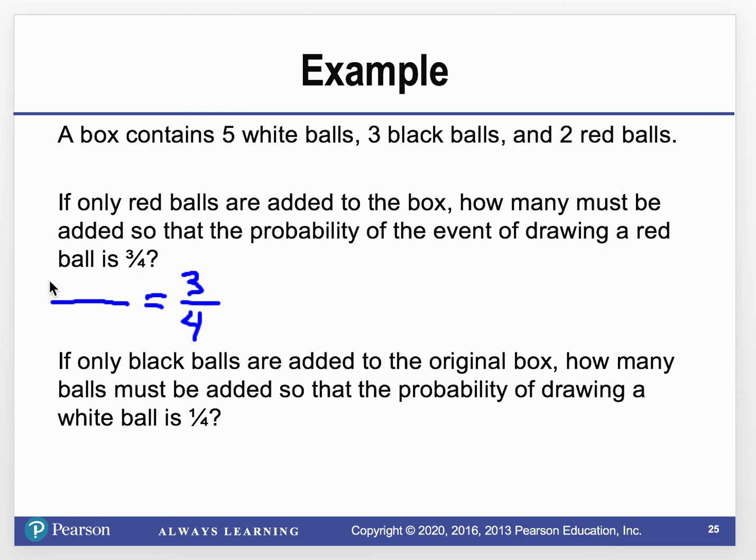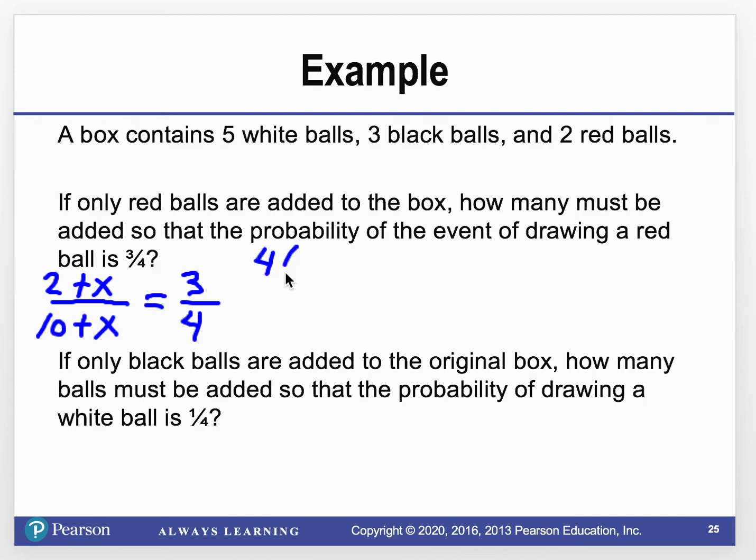So let me put up the probability right now of drawing a red ball. Well, there's 2 red balls out of 5, 3, 2, 10 total balls. It's not 3/4. I want to add enough red balls to make this 3/4. If I add red balls, it's going to add to the total number of balls, but it's also going to add to the red balls. There's my proportion. We can solve it by cross multiplying, whatever method you want. Get rid of the fraction, cross multiply.